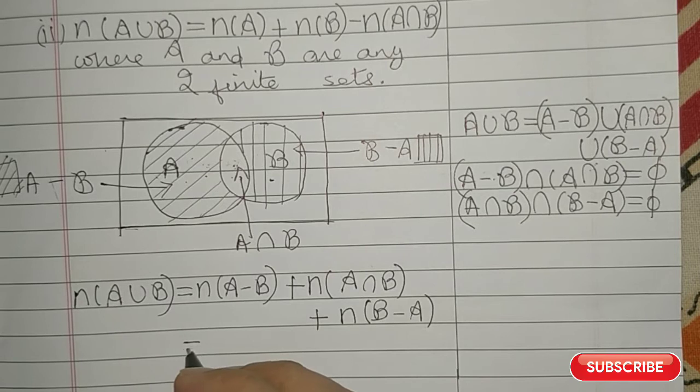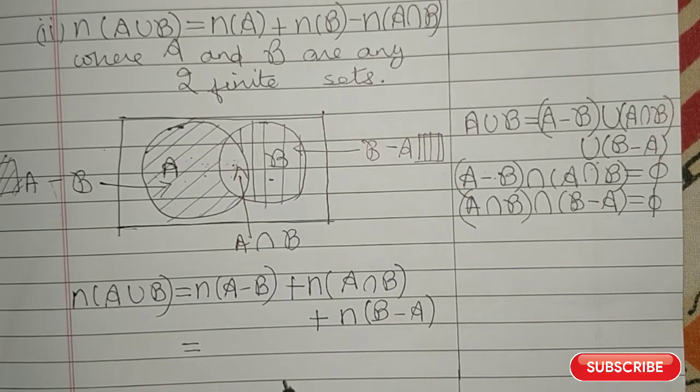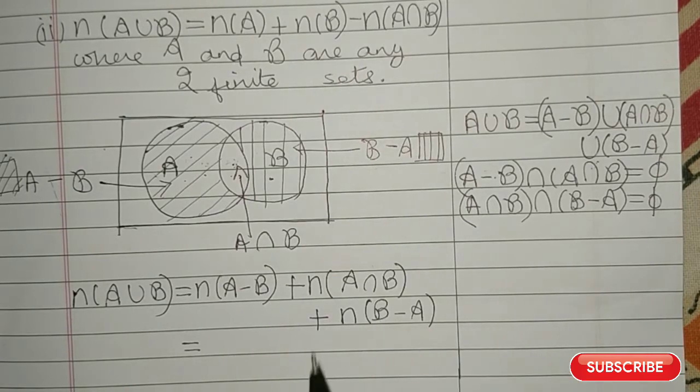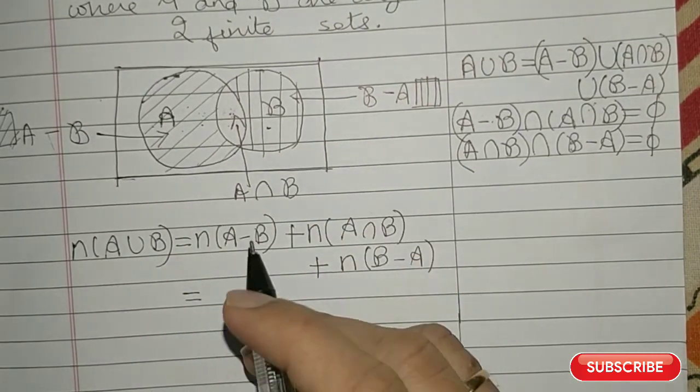Now what I will do here is I will add and subtract the number of elements in A intersection B. I want to get the formula, right.